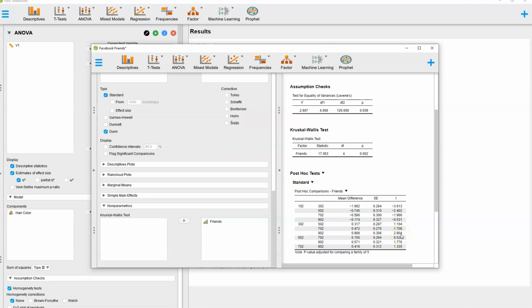But it's a way of being able to sort of see when we don't pass the assumptions that we have another option. We can use the non-parametric test, and then we can use Dunn as the post hoc to see kind of group-to-group comparisons.